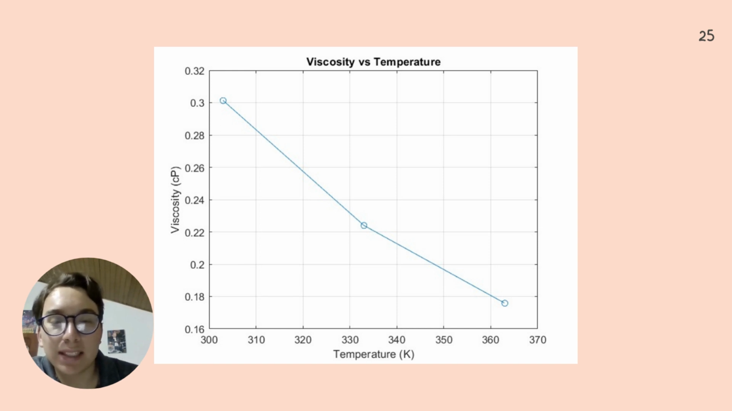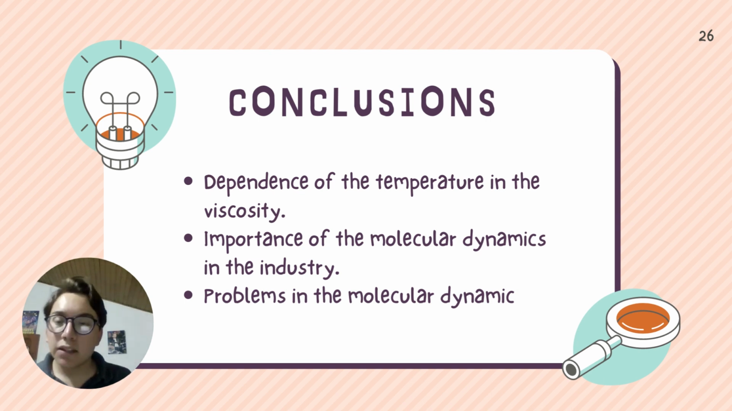Finally, we have the viscosity versus temperature graph. As we see, the graph has a very unique behavior. Basically, it shows us that at higher temperatures, the viscosity is going to be lower, showing the dependence of the viscosity on the temperature. As a conclusion, firstly, we can say that we showed the dependence of the viscosity on the temperature, obtaining that at higher temperatures, the viscosity is going to be lower.